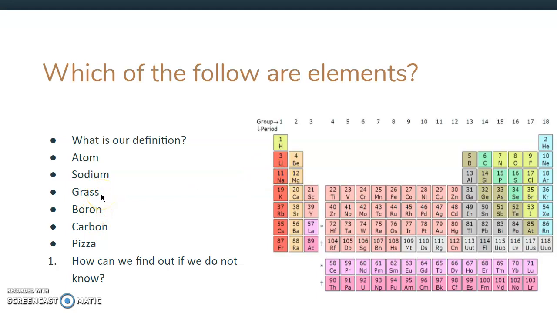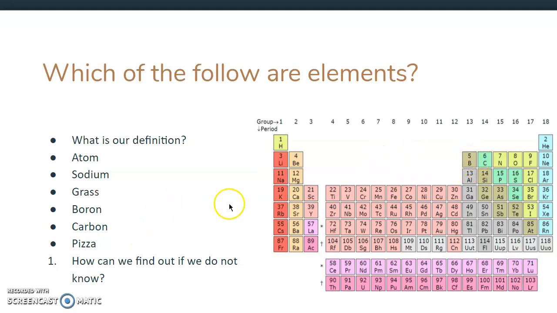Grass. Let's think about grass. What is it? It's kind of an annoying chore for us to have to cut. It's a big substance, a big material, especially compared to most elements. Most elements are very small, so it also does not show up on our nice table here, so that would not be an element. We also have boron. Boron has an abbreviation as B. So if you can try to find B over on our table, you would see it is number 5, boron. So boron is an element.